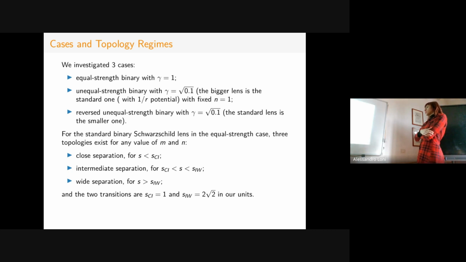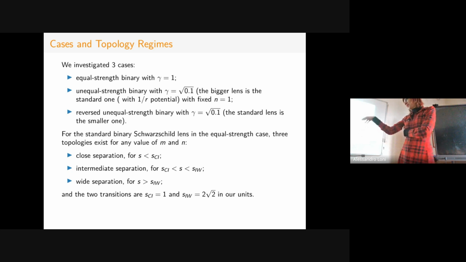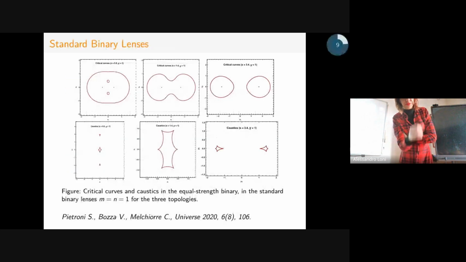Then we have three topologies according to the separation of the lens, where the separation is the distance between the two lenses. So we have a close separation, an intermediate separation, and a wide separation. And these are the two values of the transition from the close separation to the intermediate separation, and from the intermediate separation to the wide separation.